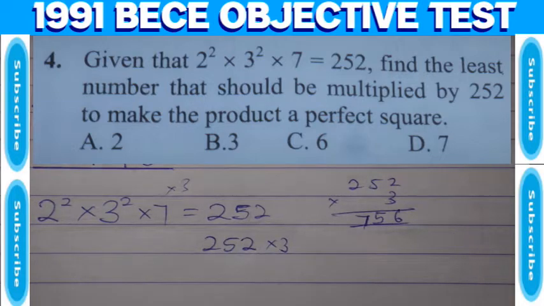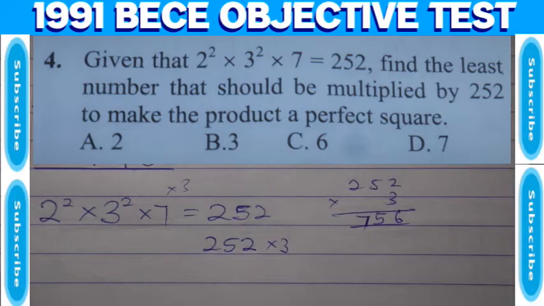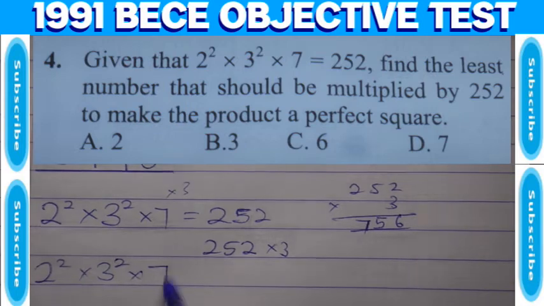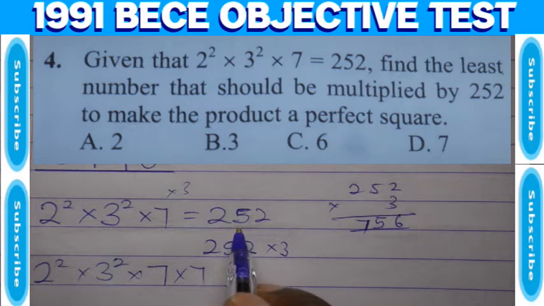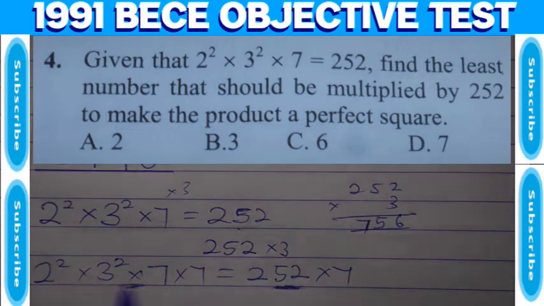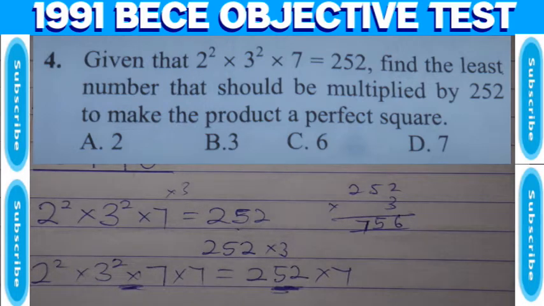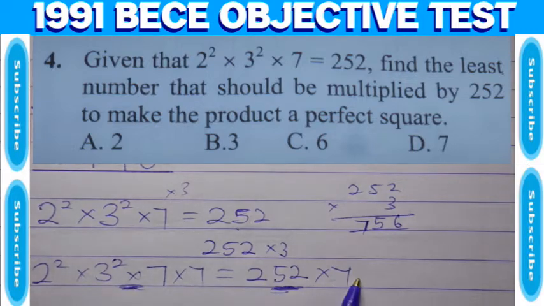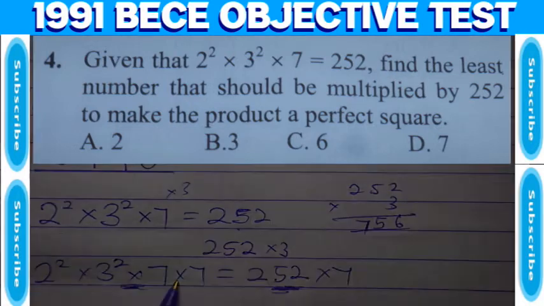So let's try 7. Okay, 7. It means that we have to write 2 exponent 2 times 3 exponent 2 multiplied by 7 times 7 again to give us a perfect square. So it's going to be 252 over here times 7. That is what it means. That is the meaning of this. This times this is equal to this times this. This times this is equal to the whole product of this.